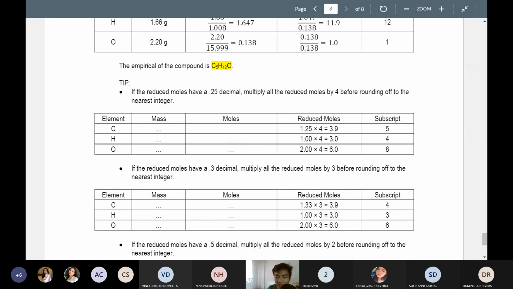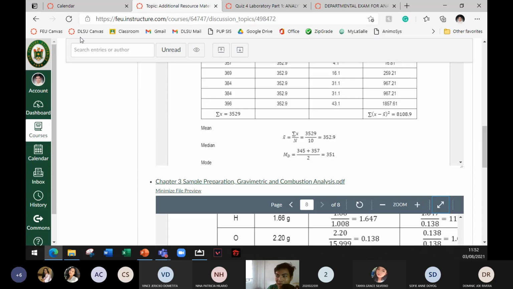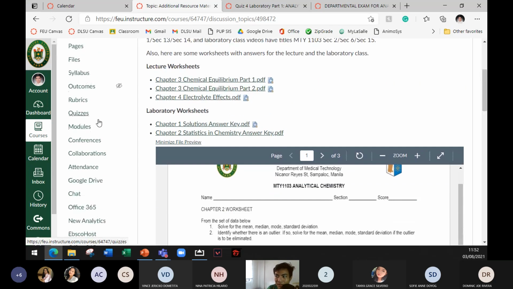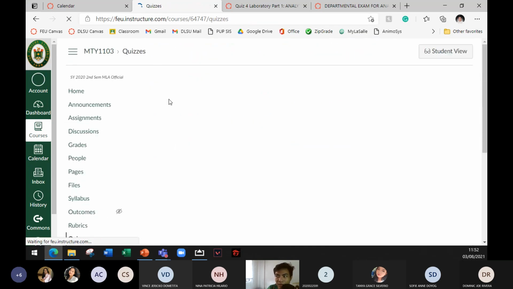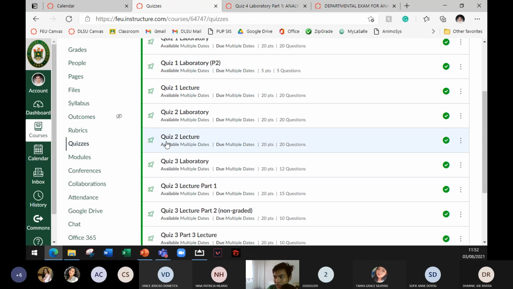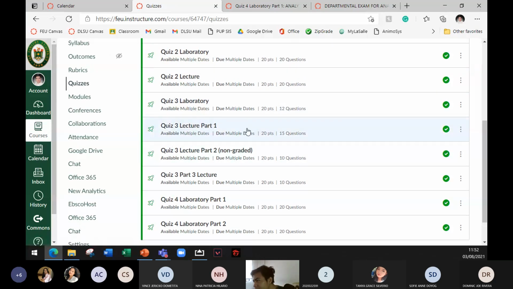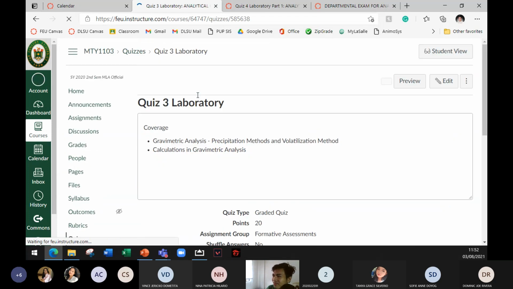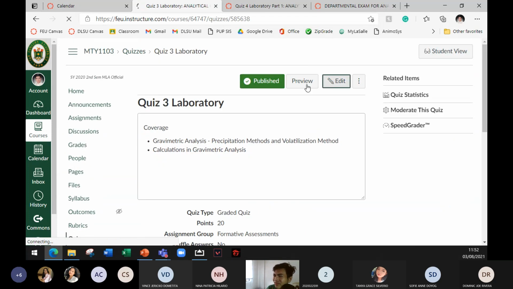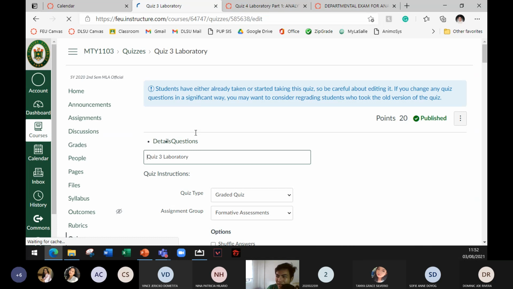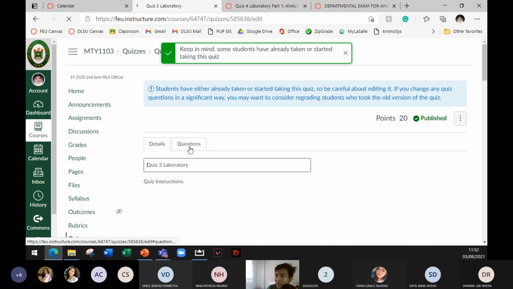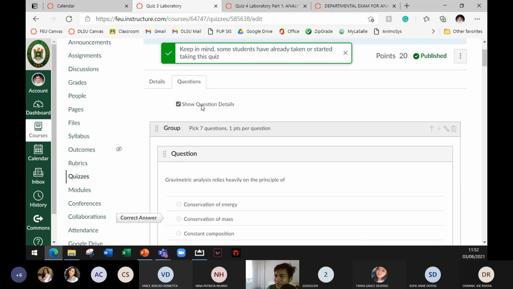Yung sa isang combustion analysis, pakita ko na nga. Ito, sinasabi ko na to lahat para aware kayo sa mga lalabas sa exam. Ito yan. Naka-release na naman yung answers eh.